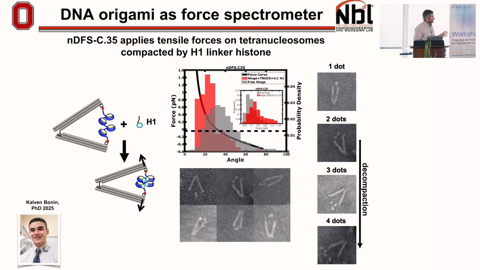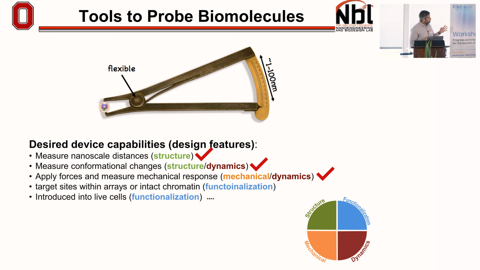All right, and just to quickly highlight, we have been able to show that with these tools, we can apply tension to these tetranucleosome structures, chromatin substructures, and actually use that to drive decompaction of these structures. So you can see here 1 dot and 2 dots are compacted structures, and as we apply tension with this caliper tool, we can actually drive decompaction, right, and that allows us to study some of the physical properties of these chromatin substructures.